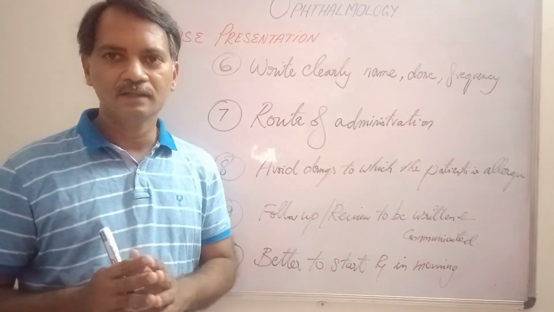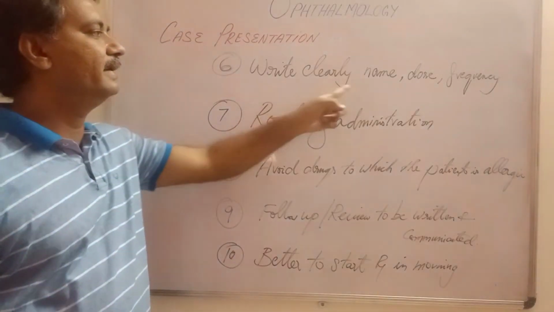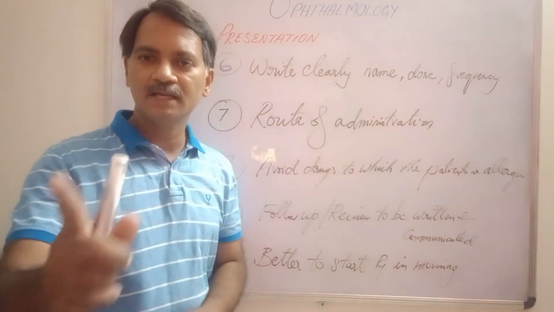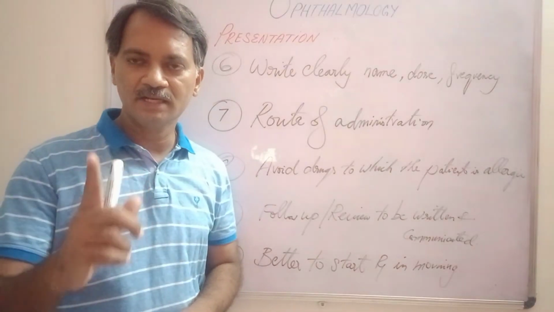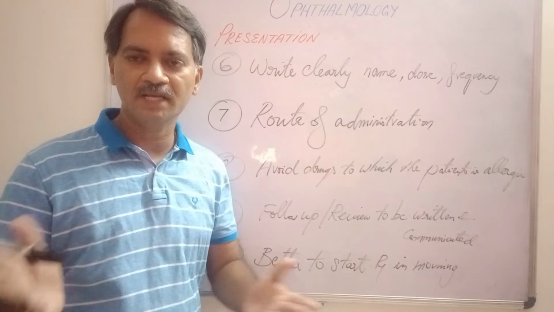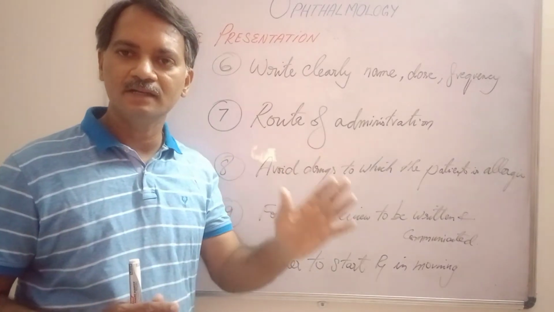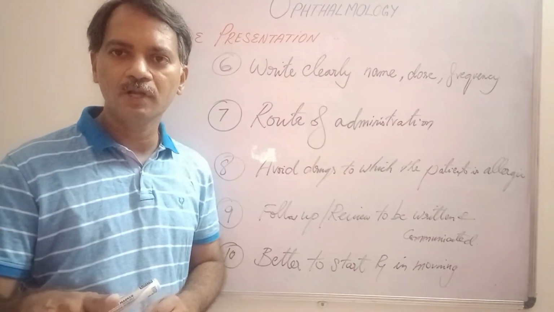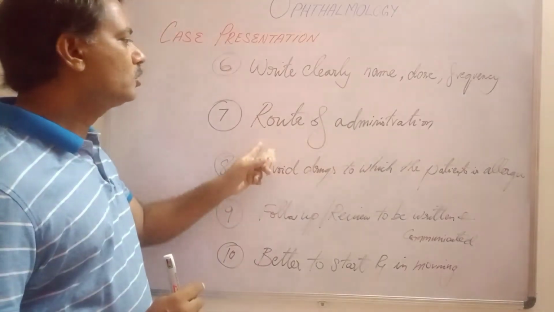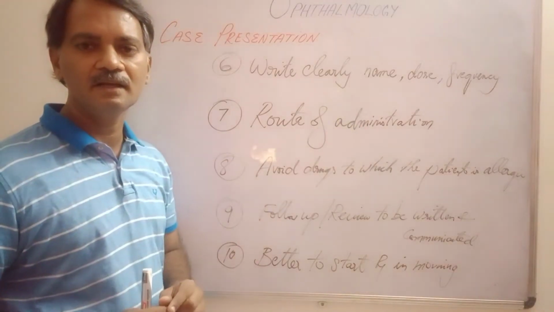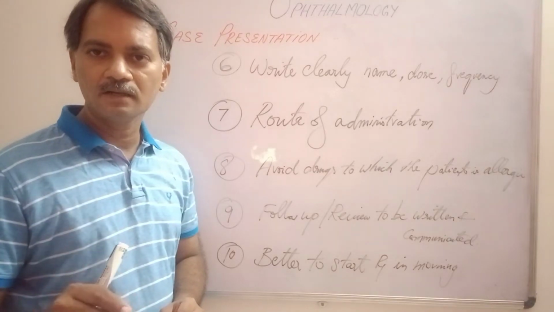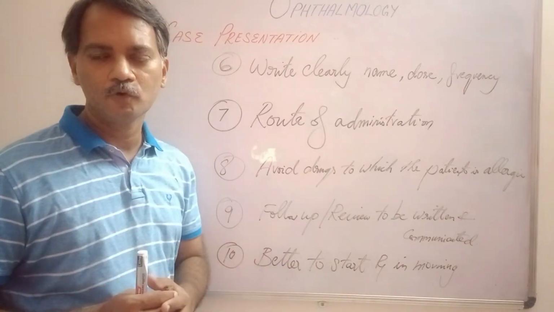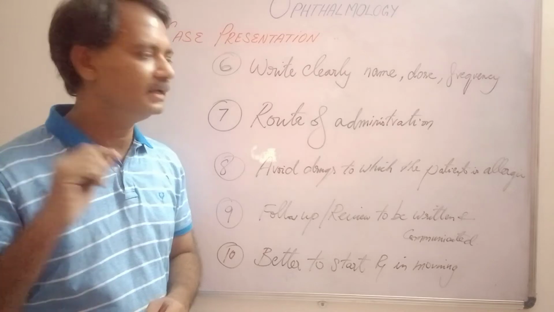While writing the treatment, we have to write clearly the name of the drug, the dosage of the drug, and how frequently the patient has to take it, whether it is once a day, twice a day, thrice a day, or 4 times a day. We should also write whether the drug has to be taken before food or after food. The route of administration should also be mentioned, whether it is oral, IV, IM or any other route. We have to write it clearly.